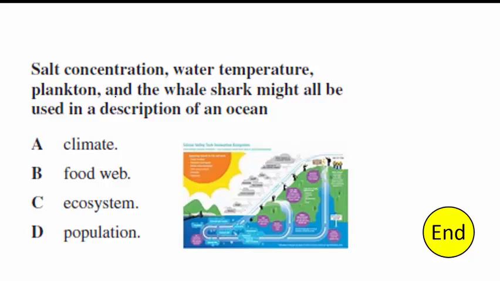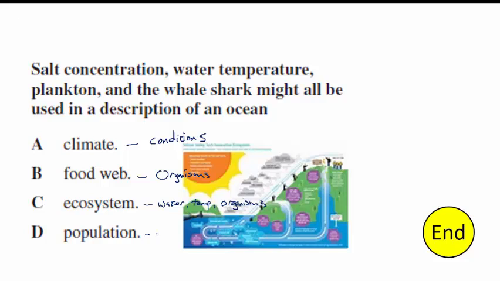Salt concentration, water temperature, plankton, and the whale shark might all be used in a description of an ocean. So let's see here. Climate refers to the conditions like temperature and weather around. Food web is basically organisms only. Ecosystem refers to everything, which would be the water, the temperature, everything. So water, temperature, organisms.